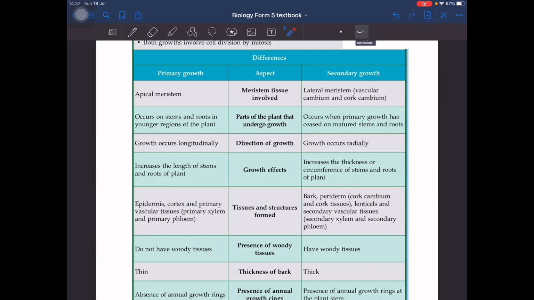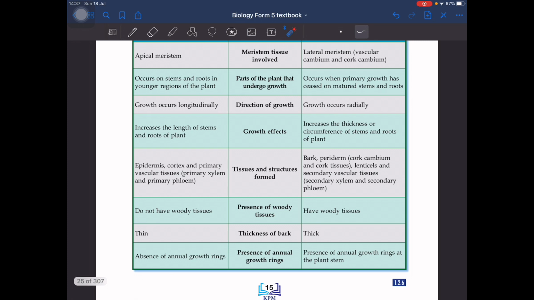Okay, direction of growth, longitudinally or vertical, and radially or horizontal. Okay, we're done with that. And growth effects for primary growth leads to the increase of length, okay, both stems and roots, don't forget the roots. And then for secondary growth, it increases the thickness or circumference of both stems and roots as well.